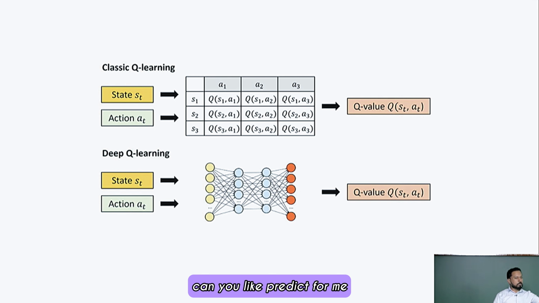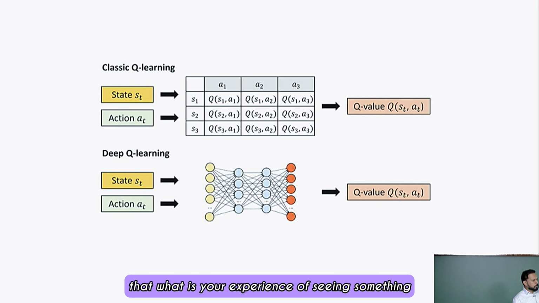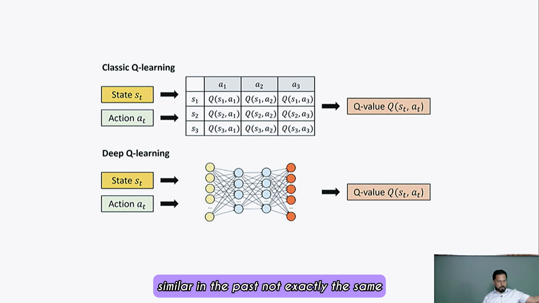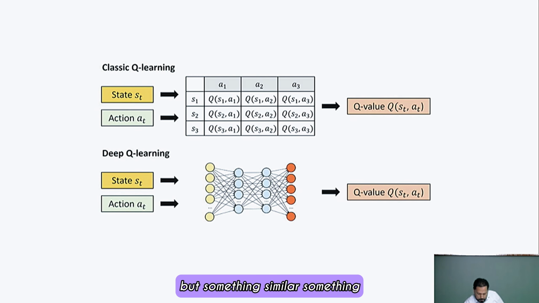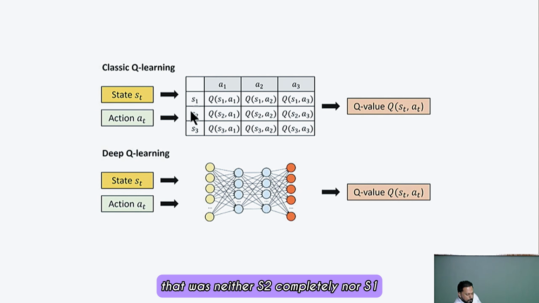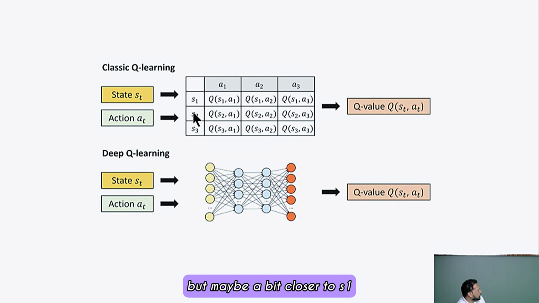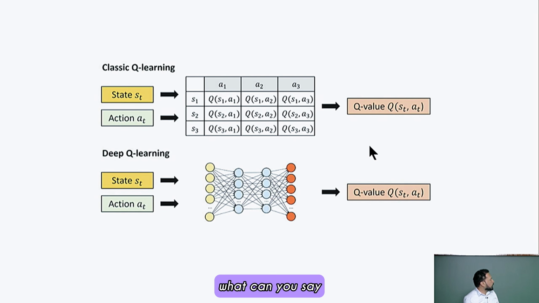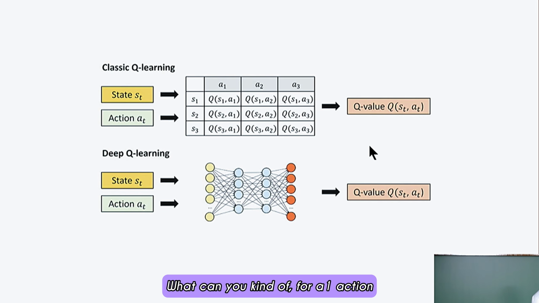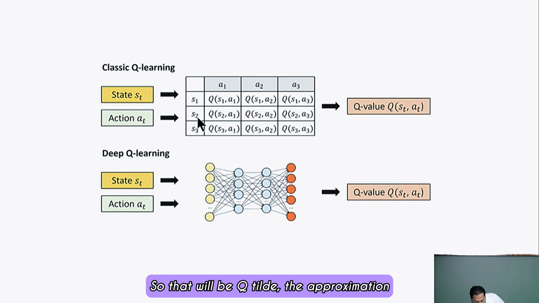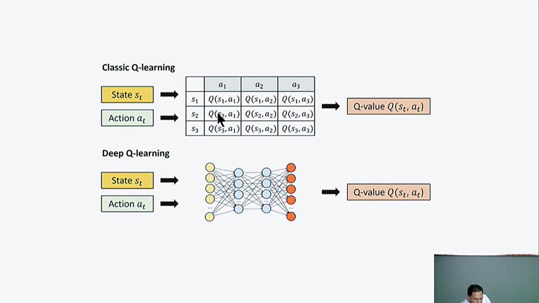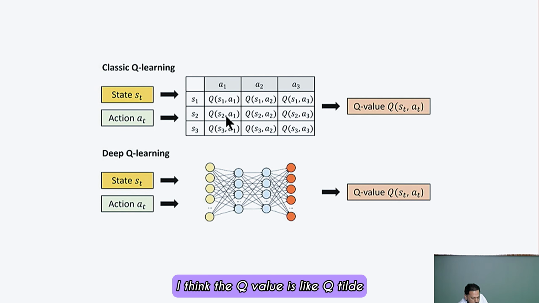Can you predict for me, based on your experience of seeing something similar in the past? Not exactly the same thing, but something that was neither S2 completely nor S1, but maybe a bit closer to S1. So what can you say? For action A1, what do you predict for me? That will be Q tilde, the approximation. So it will say, I think the Q value is Q tilde of S2.